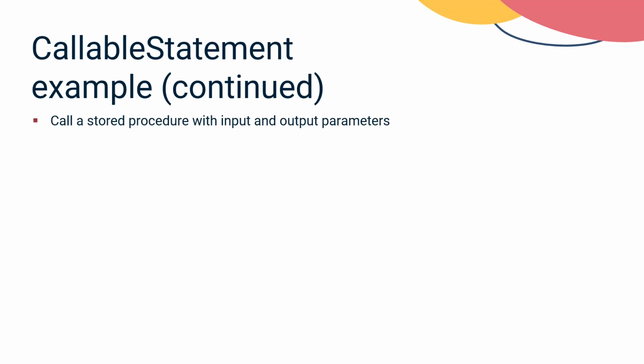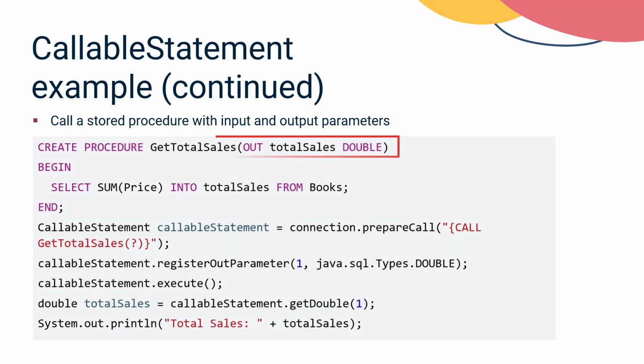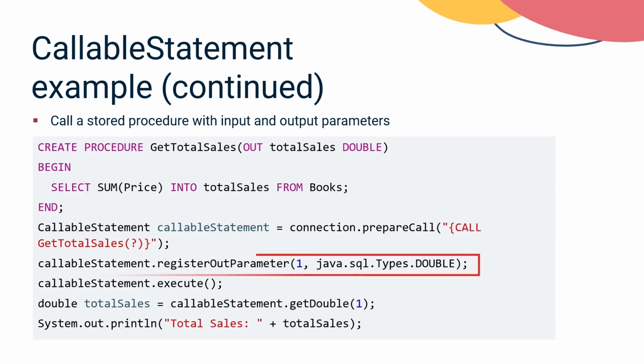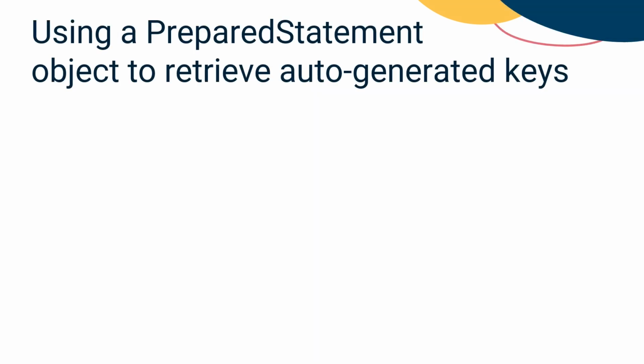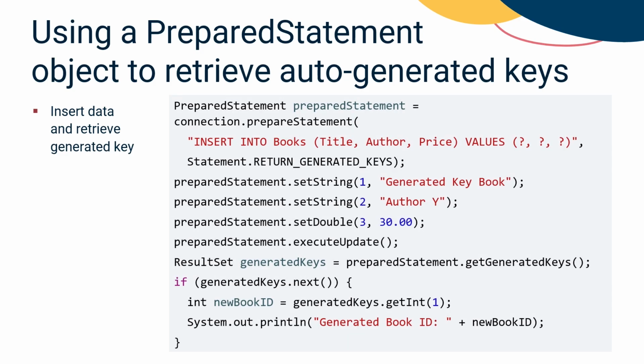input and output parameters. In this code, the output parameters allow the stored procedure to return values to the Java application. The registerOutParameter method specifies the type of the output parameter, which in this example is java.sql.Types.DOUBLE. The prepared statement object supports retrieving auto-generated keys, such as primary keys, during an insert operation.